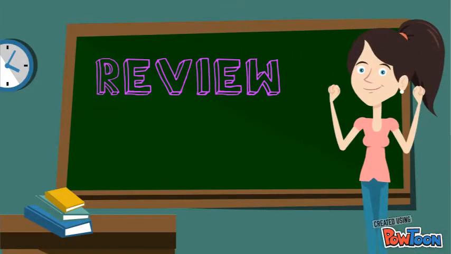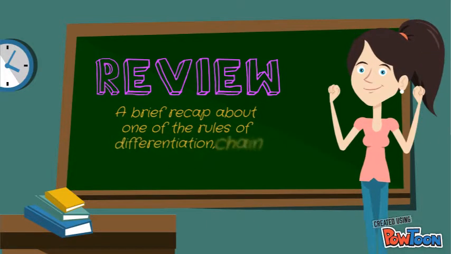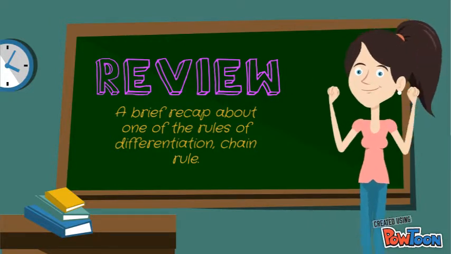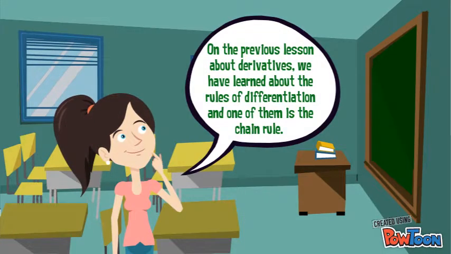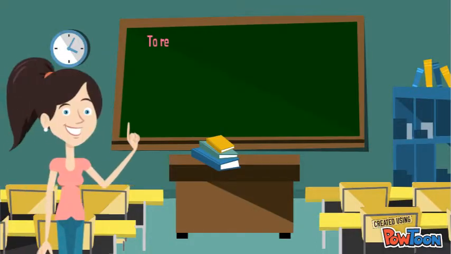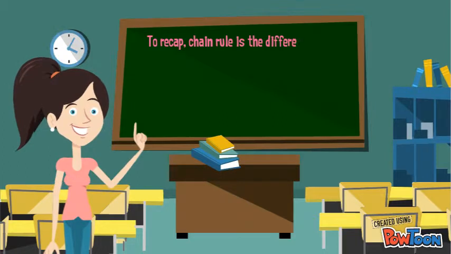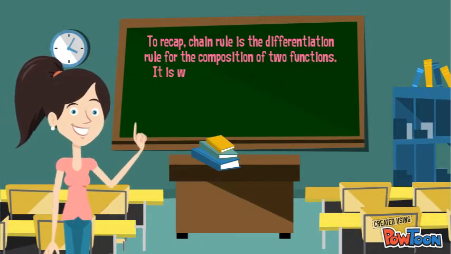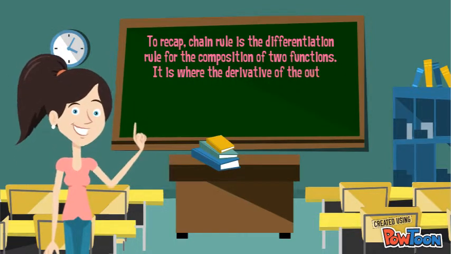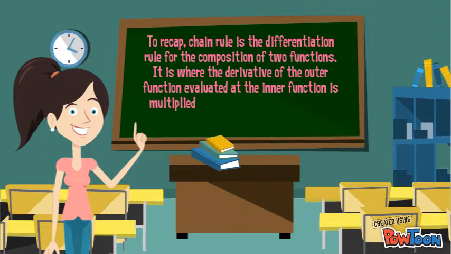Review. A brief recap about one of the rules of differentiation, chain rule. In the previous lesson about derivatives, we have learned about the rules of differentiation, and one of them is the chain rule. To recap, chain rule is the differentiation rule for the composition of two functions. It is where the derivative of the outer function evaluated at the inner function is multiplied to the derivative of the inner function.